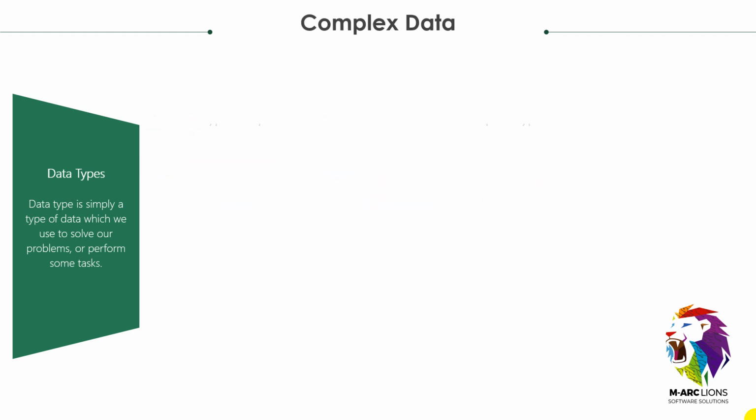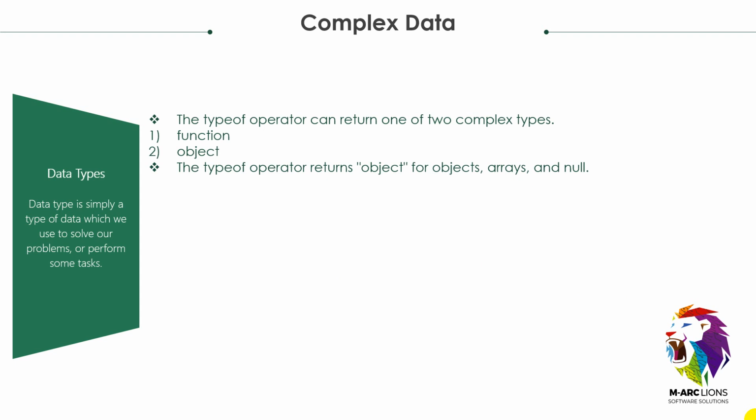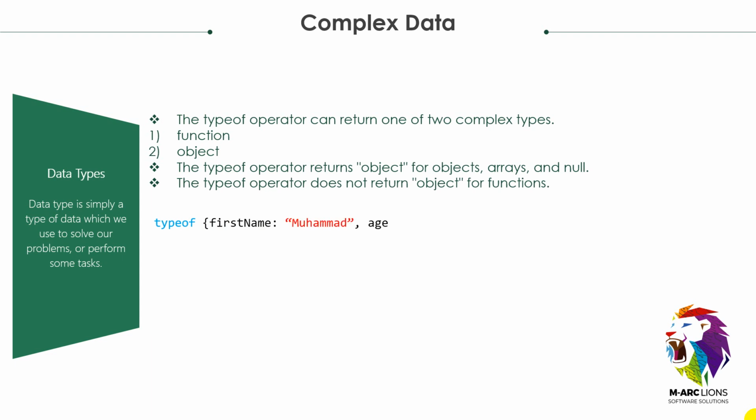After that we have complex data. The typeof operator can return one of 2 complex types: function or object, so they are called complex types. The typeof operator returns object for object, array and null. The typeof operator does not return object for function because function is not an object. I'm giving you all the examples, so after these examples you will be able to learn how it is going to give you the answer.